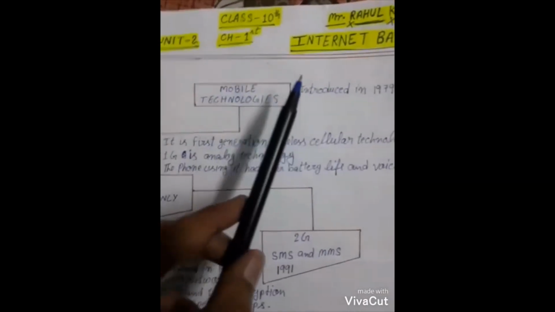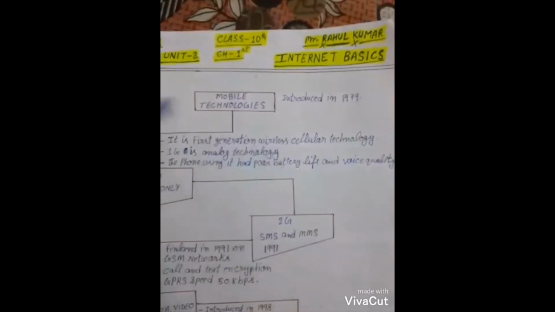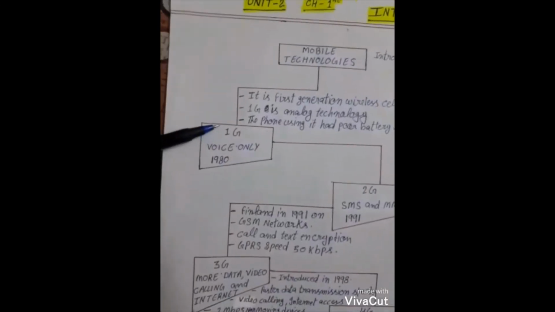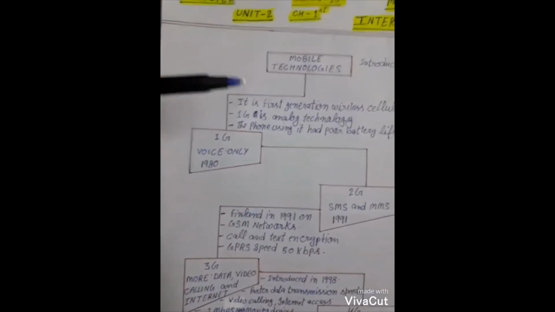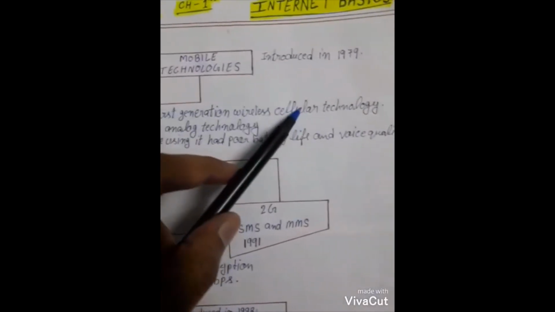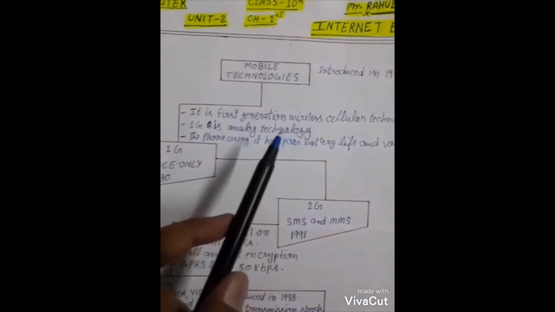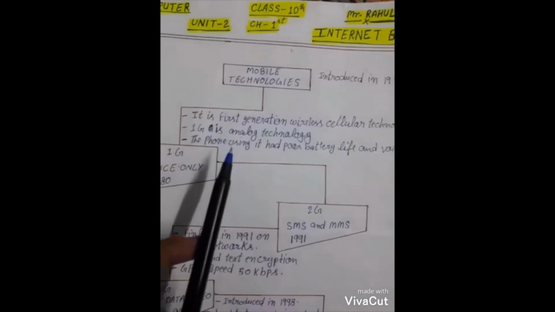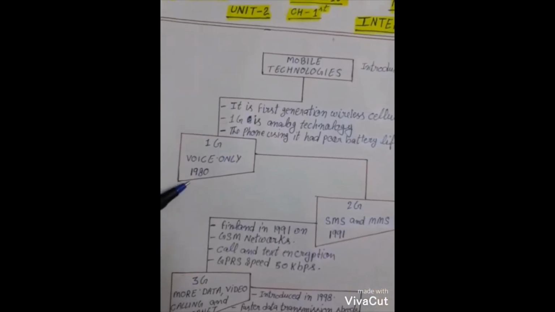Now mobile technologies. Mobile technologies were introduced first in Japan in 1979. The first generation is 1G technology. It has only the voice feature and it is the first generation wireless cellular technology. Basically 1G is analog technology. It has some disadvantages, like phones using 1G technology had poor battery life and voice quality. 1G technology was invented in 1980.